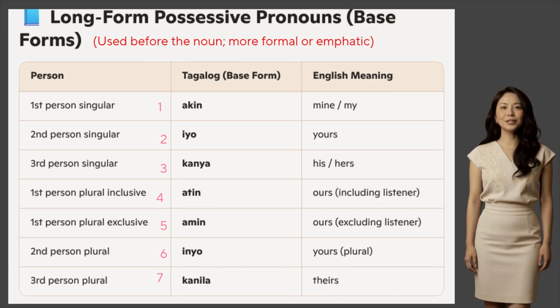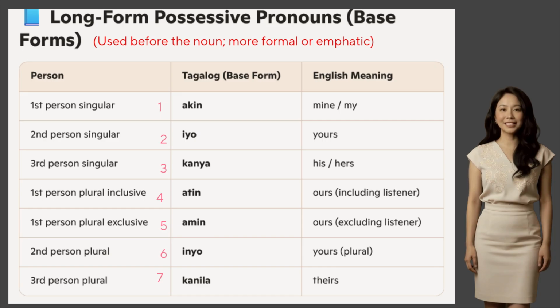Here are the 7 long-form possessive pronouns in Tagalog. These are the forms we place before the noun to show ownership or relationship. So here is the complete list. Number 1, akin, meaning my or mine. Number 2, iyo, meaning yours, singular. Number 3, kanya, meaning his or hers.